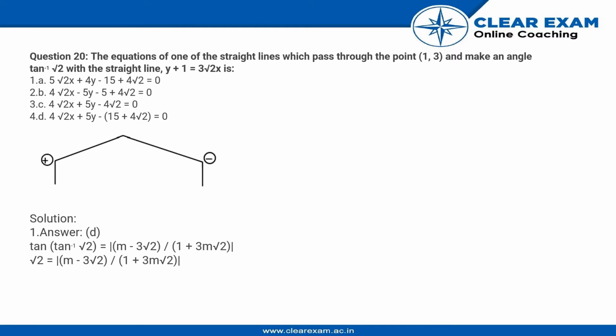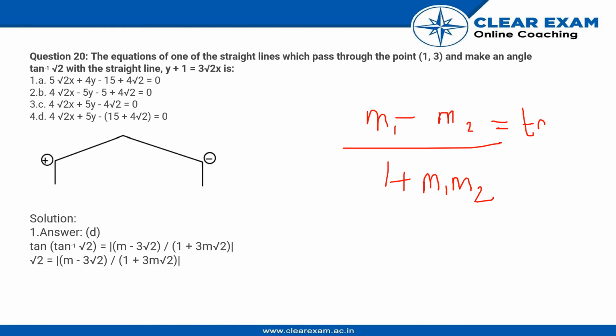So we need to find the angle of one of the straight lines that will have an angle with the x-axis. That means we need its slope. So the slope of that line is tan of that angle, that is tan of tan inverse root 2 is (m minus 3 root 2), because the angle between two lines has the formula (m1 minus m2) upon (1 plus m1 m2). Correct? So this is the slopes between the two lines, and this is tan of theta, where theta is the angle between the two lines.